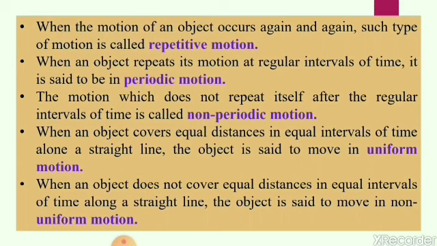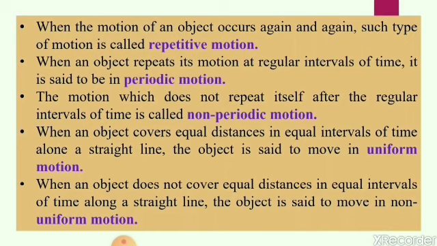Now the next motion is repetitive motion. Repetitive motion means when any object is in motion and it repeats its motion again and again. Now we will see examples of repetitive motion: flickering of the eyelids, movement of the lips while speaking, and hands of a man rowing a boat. In these examples, the motion of an object occurs again and again.